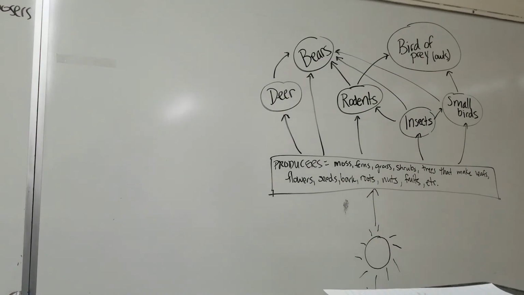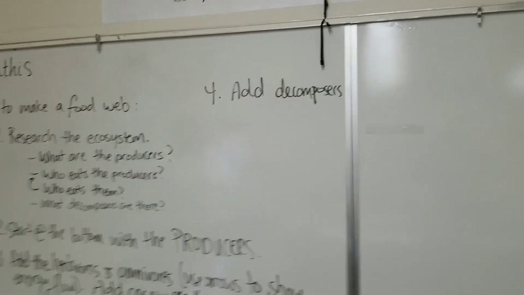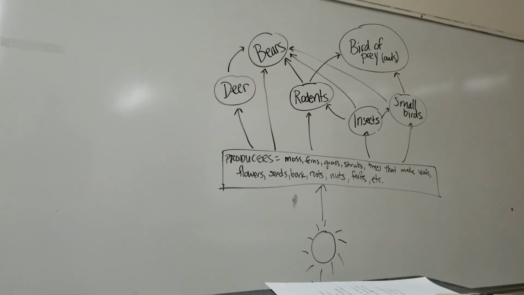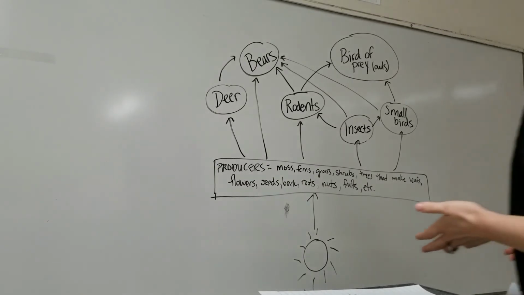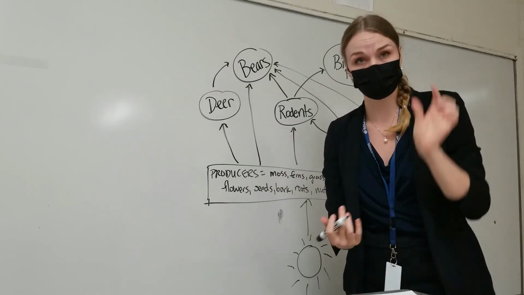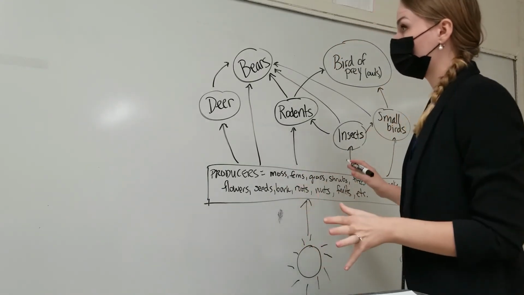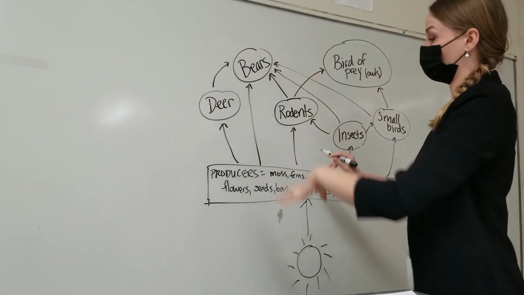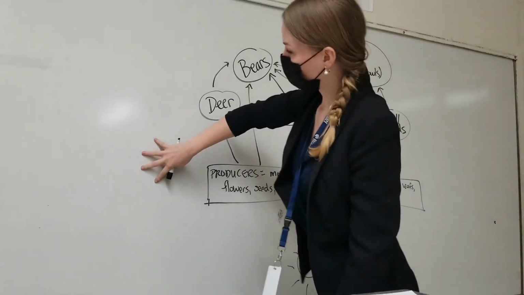Well, let's take a look at Step 4, add decomposers. Decomposers are also an important part of this food web. I said in the forest, we're often going to find mushrooms. There are also things that we can't see, like bacteria. Decomposers will get their energy from everything that dies, so dead plants, dead animals. So I'm just going to put decomposers over here.